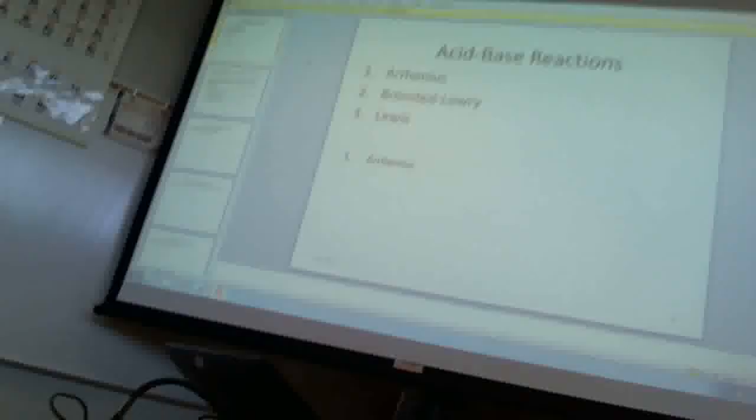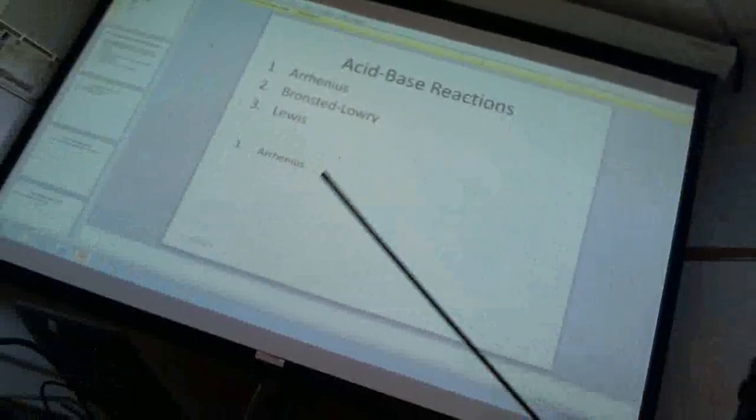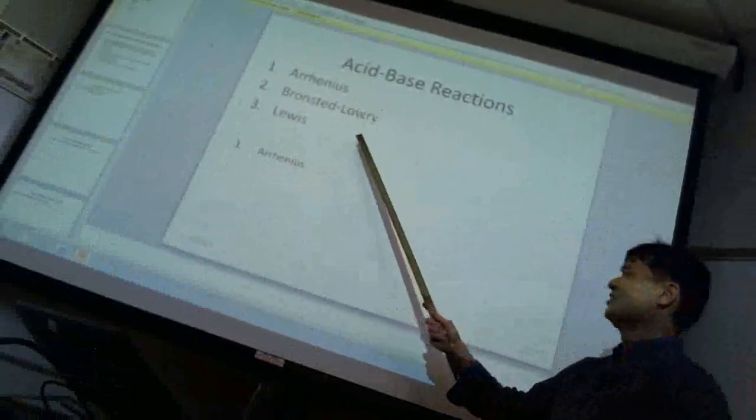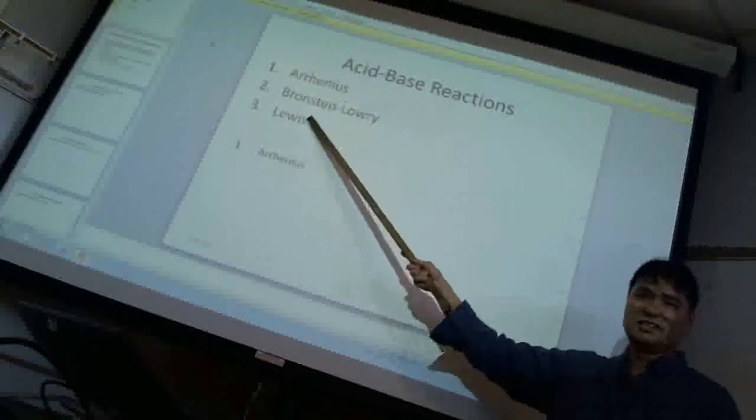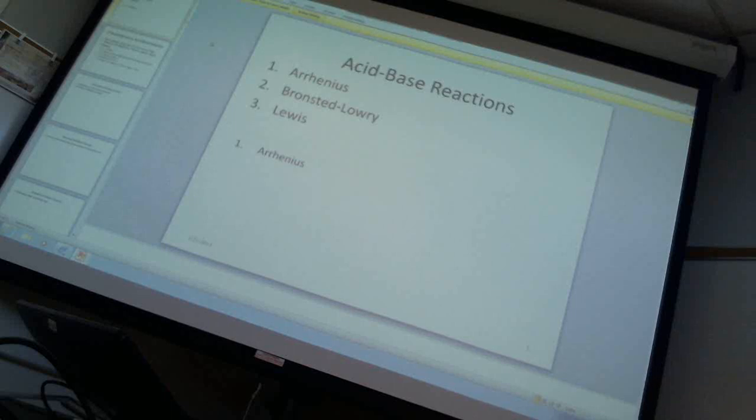Part 2, we're going to look at acid-base reactions now. We see Arrhenius, Bronsted-Lowry, Lewis. What are these? What are these three? But they're also what? When you look at those three things, what do they have in common? They're all acid-base reactions at different times.